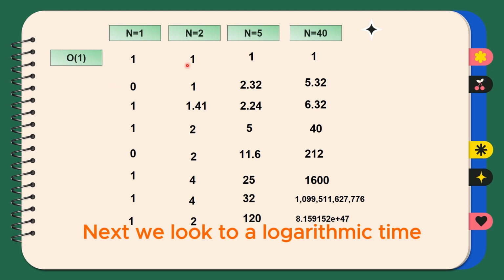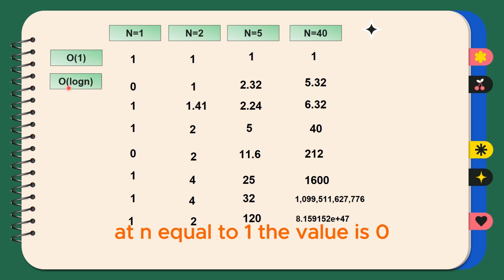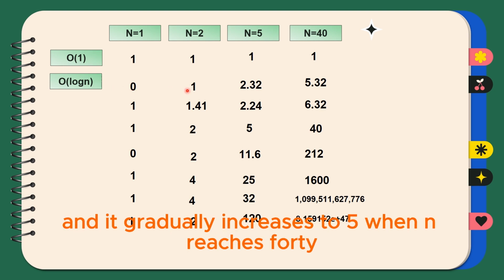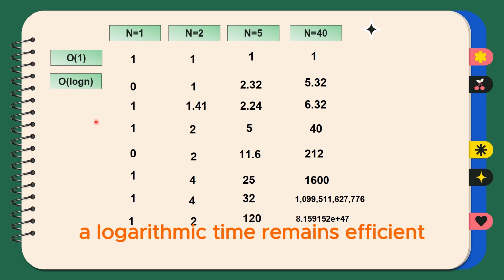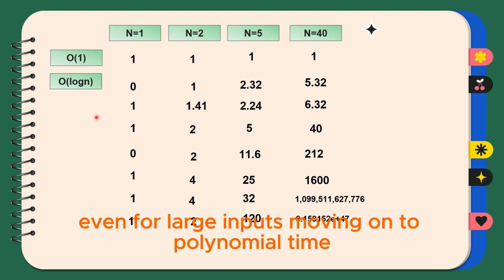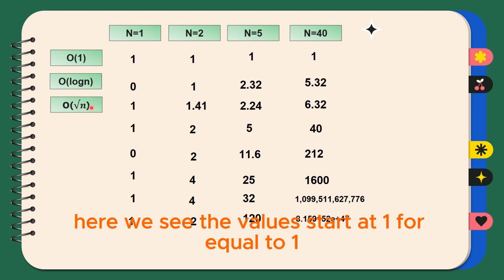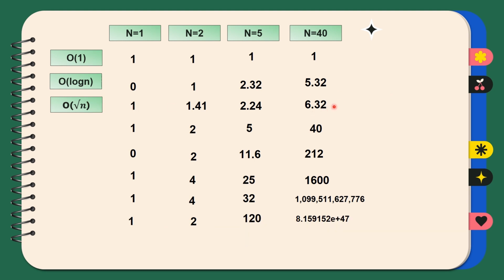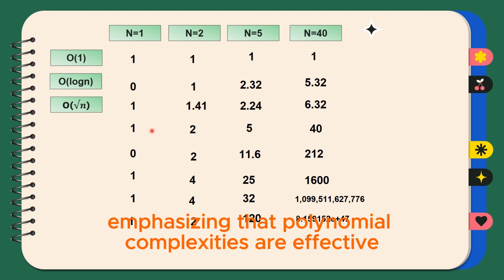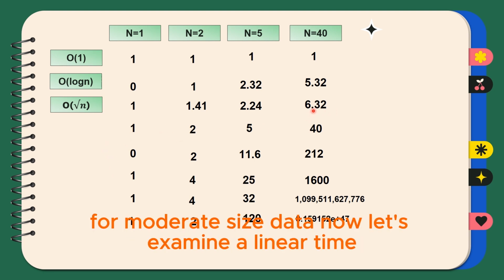Next, we look at logarithmic time. At n equal to 1, the value is 0 and it gradually increases to 5 when n reaches 40. This slow growth shows that logarithmic time remains efficient even for large inputs. Moving on to sublinear time, here we see the values start at 1 for n equal to 1 and rise to 6.32 when n equals 40. The growth is moderate, emphasizing that sublinear complexities are effective for moderate-sized data.